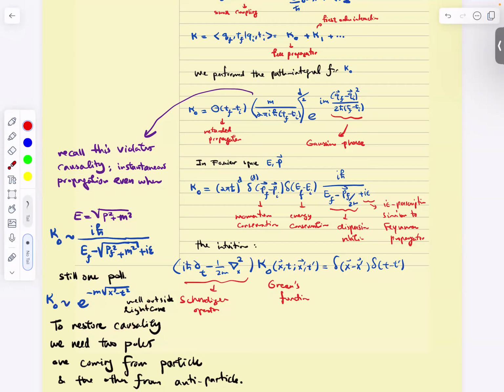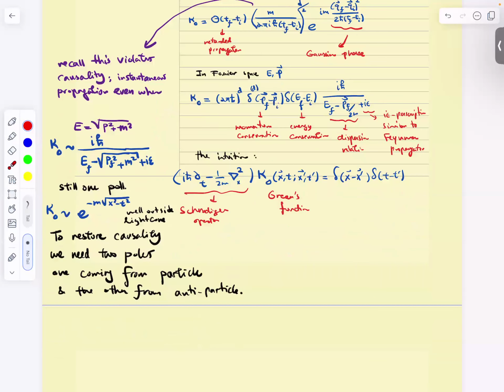If this distance is very much larger than time, it basically falls off as e to the minus m square root of x squared minus c squared t squared. So there is a non-zero, exponentially small, but non-zero violation of causality. That's bad. That's awful. And how does relativity fix it? Well, relativity tells you that this is not your dispersion. Well, this is your dispersion, but the Schrodinger operator is not the equation you should be dealing with. You should be dealing with the Klein-Gordon operator.